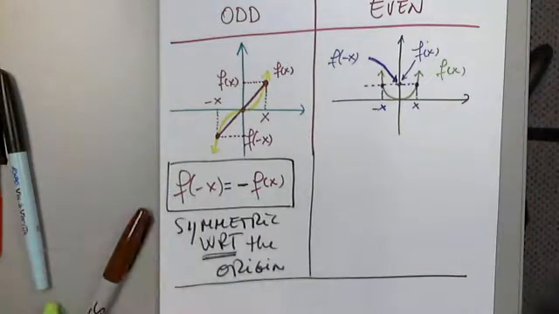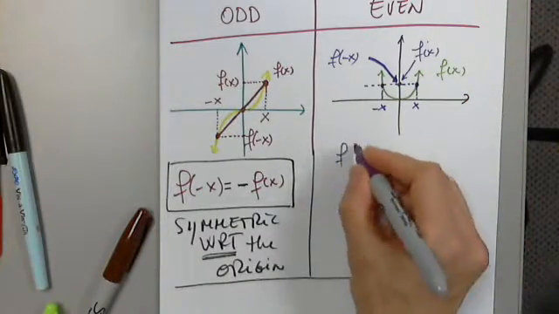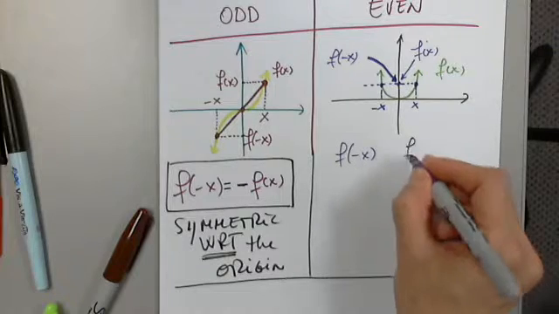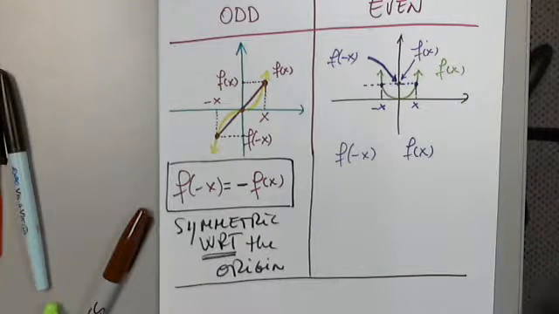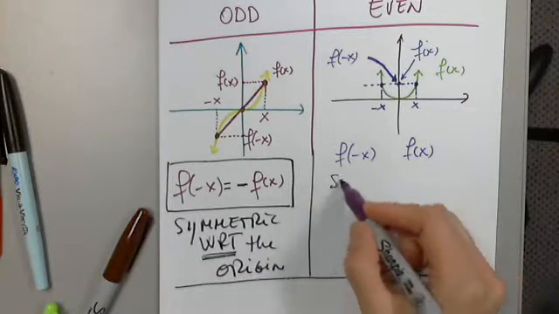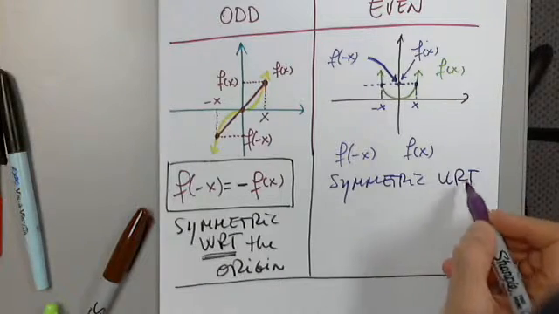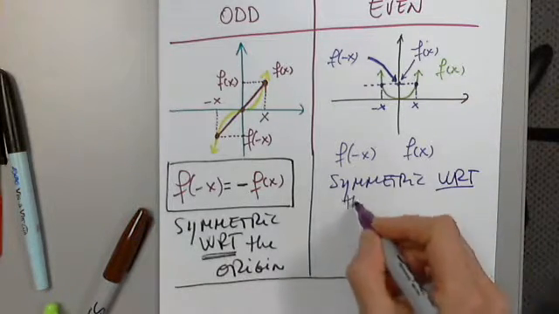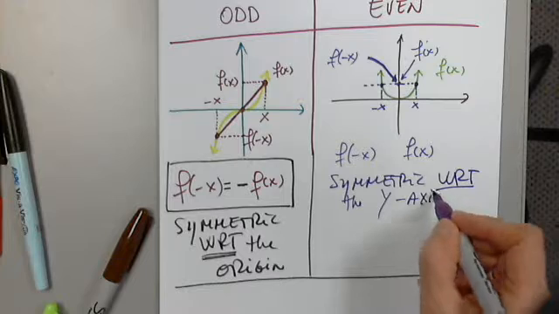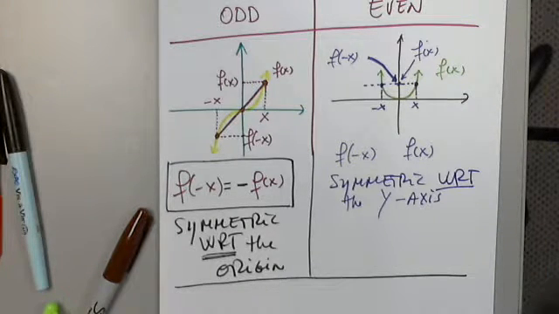And now we want to establish the relationship between f of negative x and f of x if the function is even. In other words, symmetric with respect to what? Symmetric with respect to the y-axis. So symmetric with respect to (WRT) the y-axis. And this is an even function.